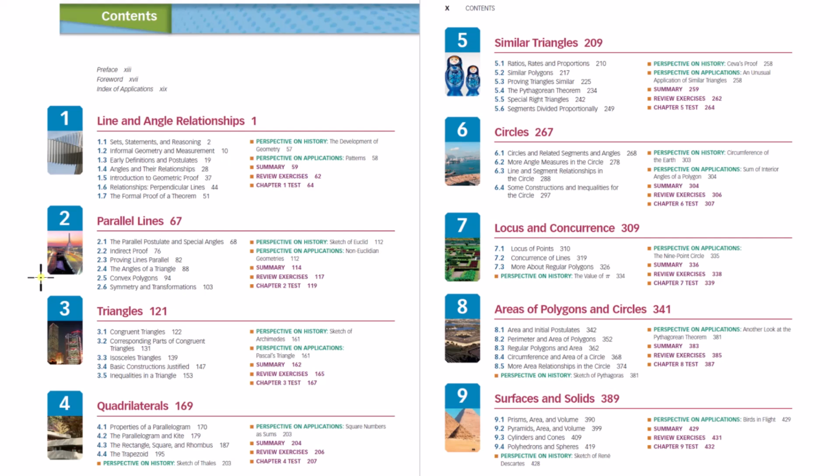Okay, we're continuing with Chapter 2 in the geometry textbook. In this video, we're going to go through the third section, which is on proving lines parallel. How can we prove that lines are parallel?